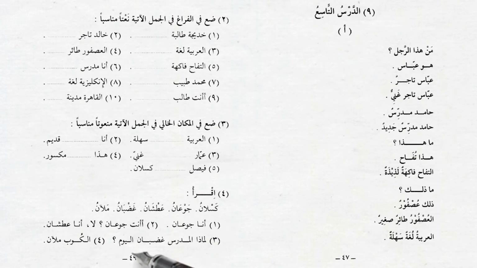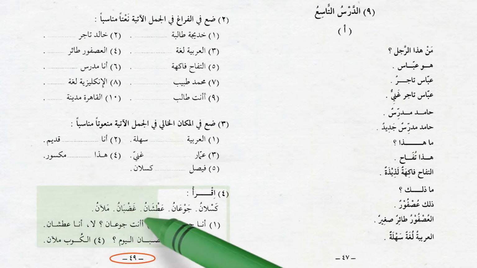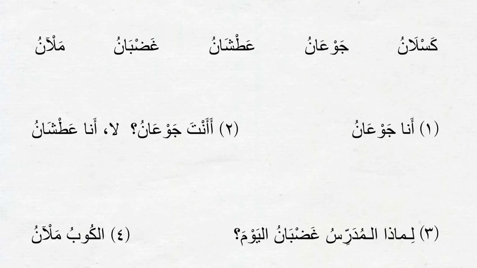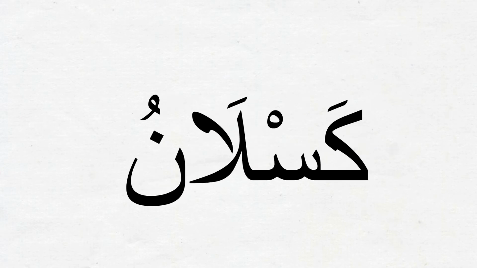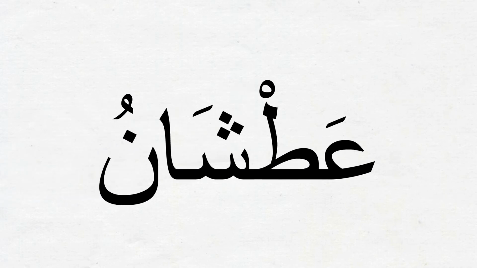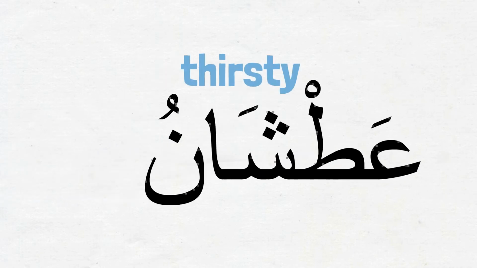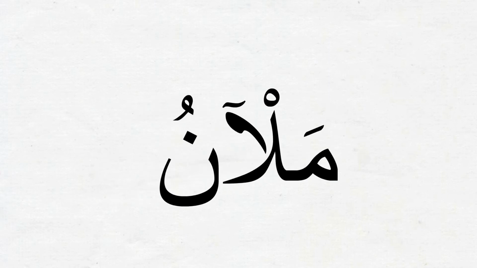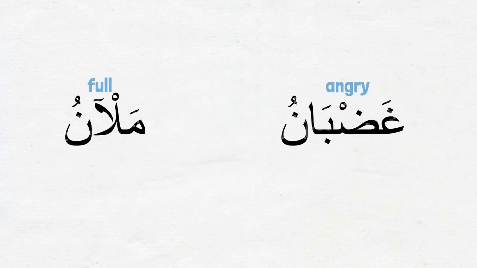Now let's open page 49 of the book and take a look at exercise 4. Here we have a few more examples of DIPTOTE ism that follow the pattern fa'lanu. The first one is what we already know, kaslanu, lazy. Then we have jaw'anu, which means hungry. The next is atshanu, thirsty. Ghadbanu means angry. And mal'anu means full.